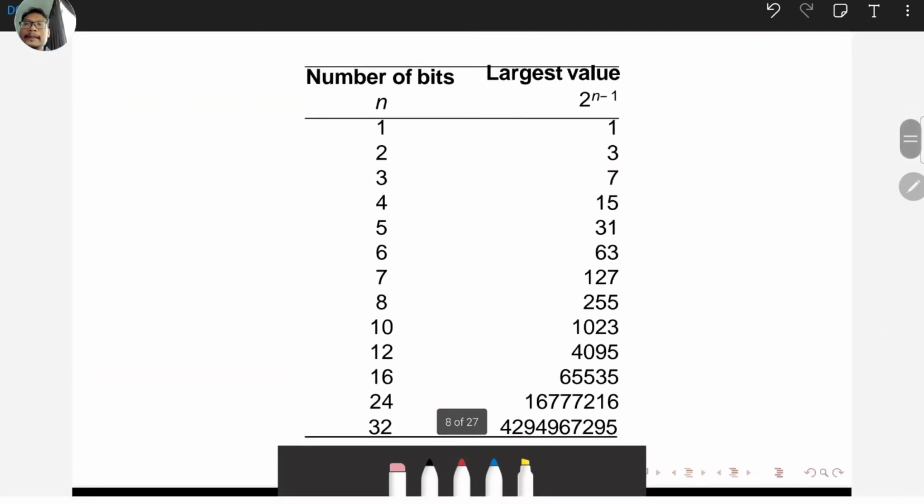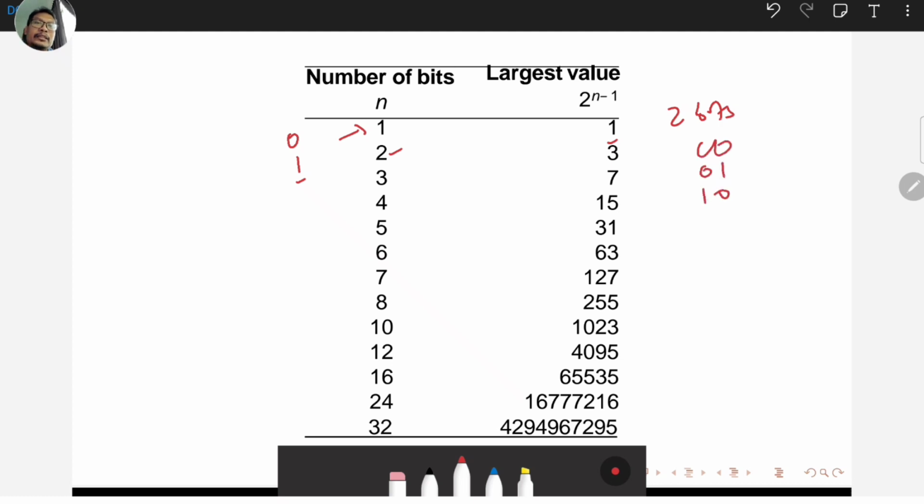So given a binary number, let's say 1 nibble or 1 byte, what is the largest value that you can represent? What is the range, or the largest value, that you can represent given a certain number of bits? For example, if you have 1 bit, it is either 0 or 1, so the largest value is 1. If you have 2 bits, you can consider 00, 01, 10, 11, so 4 possibilities, and the largest is number 3. So 0, 1, 2, and 3.